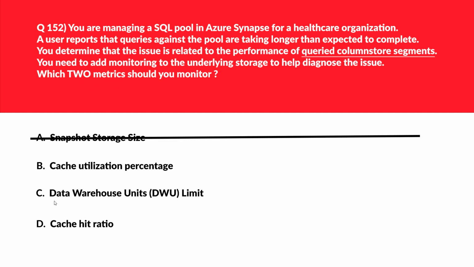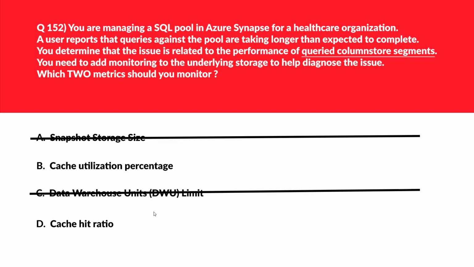Let's move to option C. C says data warehouse units, DW units limits. DW limit measures the data warehouse unit limit but does not provide insights into column store segment performance as required by the question. Let's remove this.